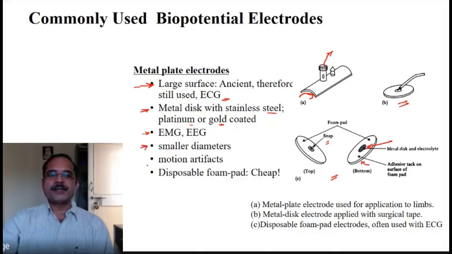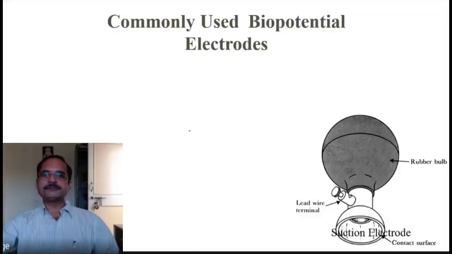They are smaller in diameter, and there is a problem of motion artifacts with these types of electrodes, because if the movement of the surface takes place, that means the hand or limb, then artifacts are produced. There will be some disturbances, noise and interference. The disposable foam pads used here are cheap, so they are economical. So this is about the surface electrodes of type metal plate electrodes.